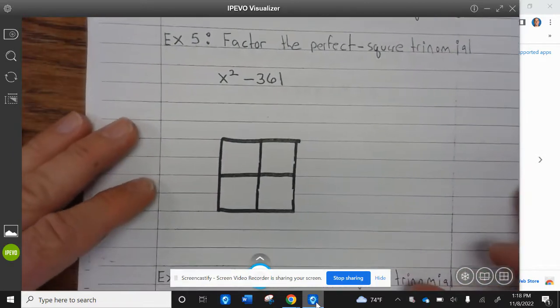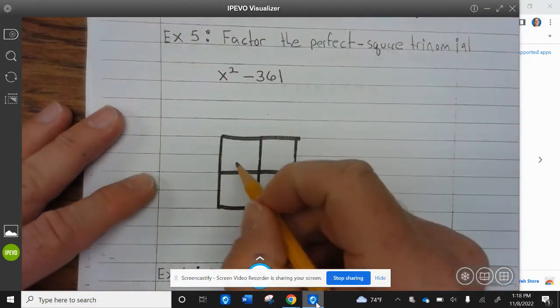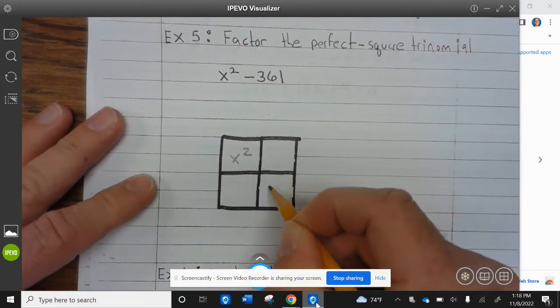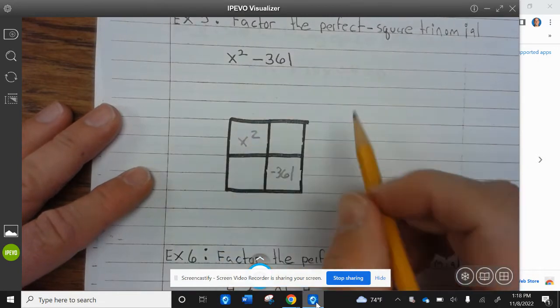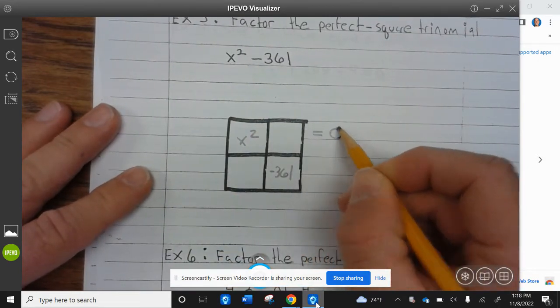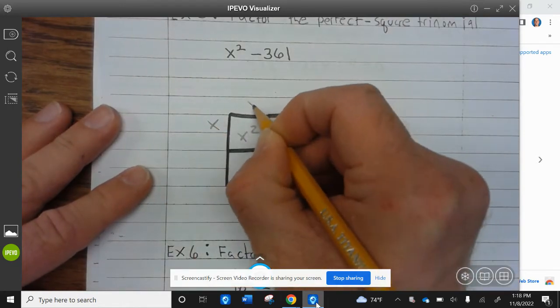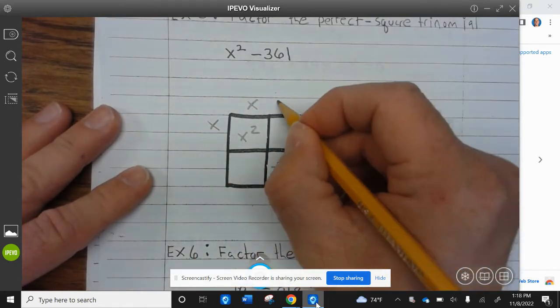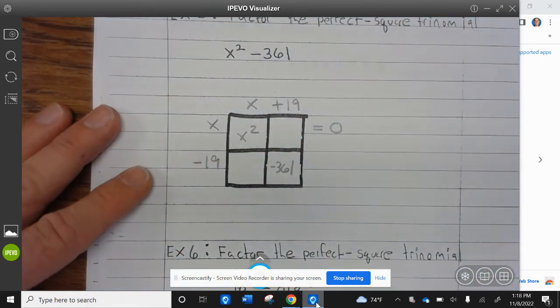Example 5. Now, the first term is x squared and the last term is negative 361. If there's no middle term, that means the middle needs to equal 0. To get x squared, that's x and x. To get negative 361, that's plus 19 and minus 19.